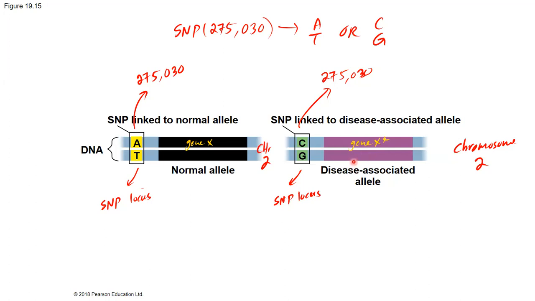So all we have to do, if someone has a disease and we want to know if it is caused by gene X, is look at the SNP. If they have AT, they probably have the normal allele and the disease is not caused by this gene. If they have CG, they might have the mutant allele and maybe the disease is caused by this disease-associated allele.